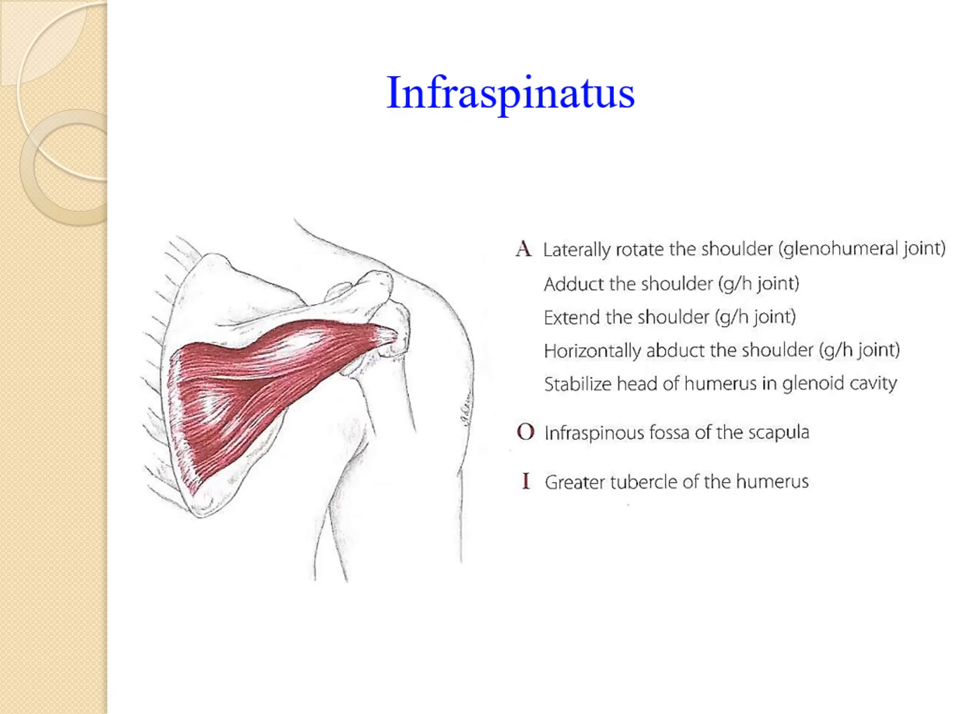The infraspinatus muscle is found in the back of the scapula below the spine of the scapula in an area referred to as the infraspinous fossa. Its major actions are to adduct and laterally or externally rotate the shoulder at the glenohumeral joint. It originates in the infraspinous fossa and inserts on the back side of the greater tubercle of the humerus.